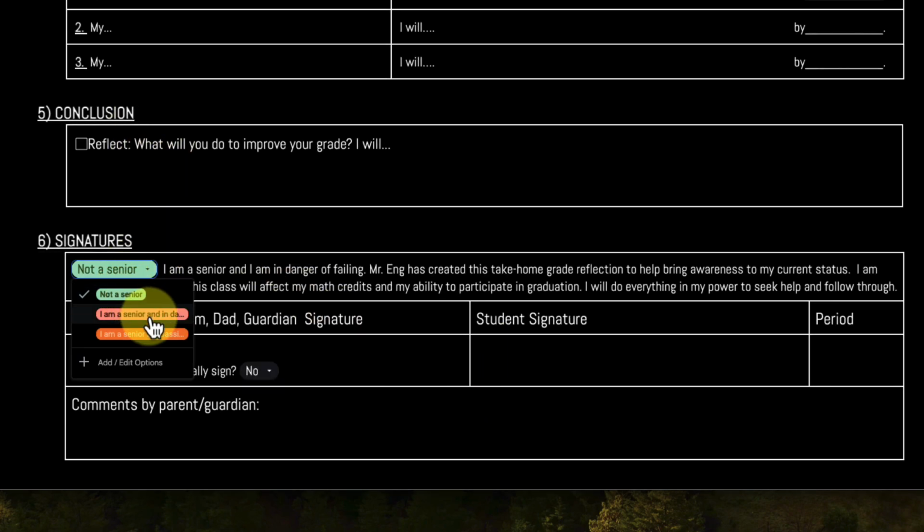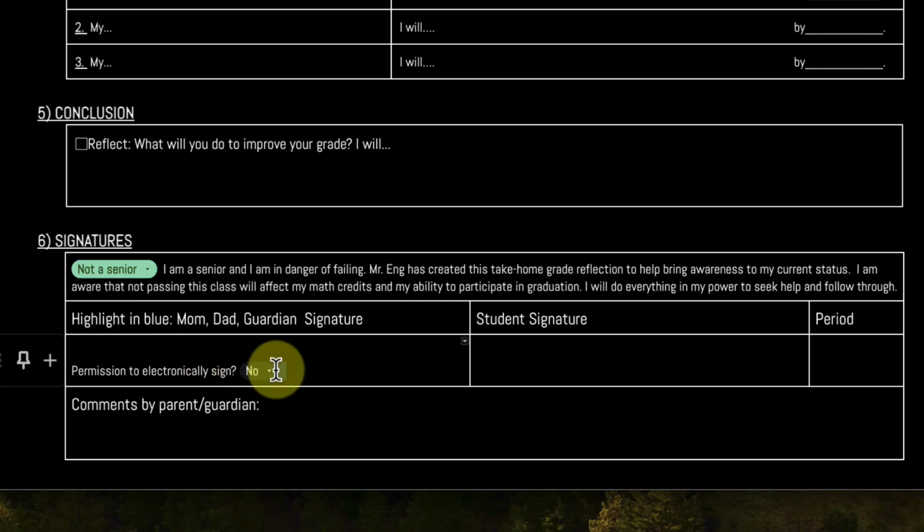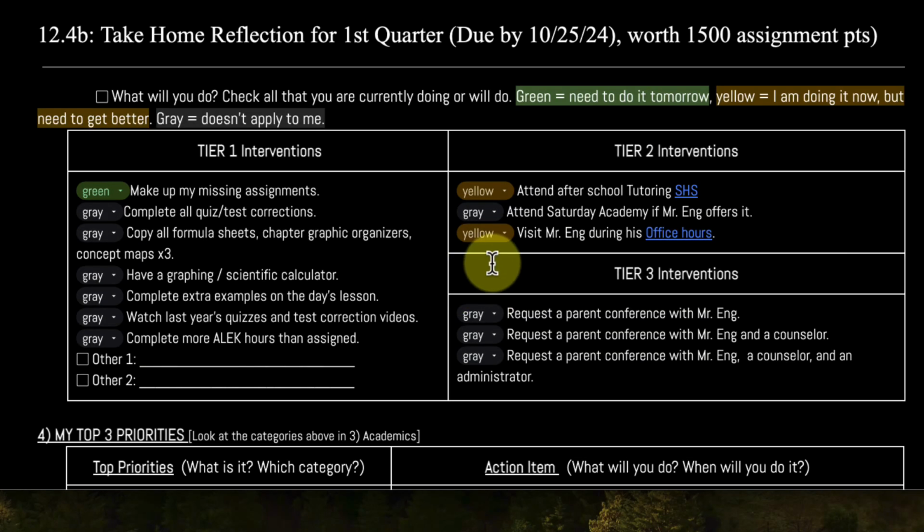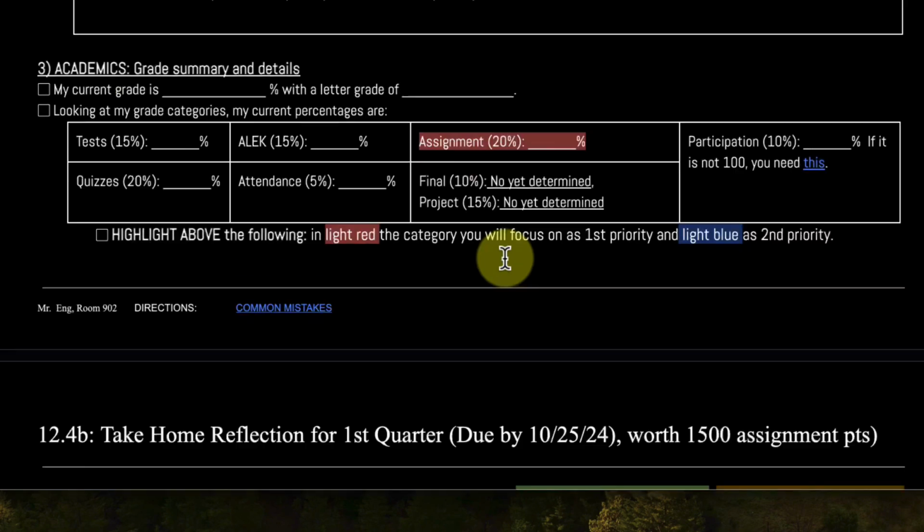Not a senior. I am a senior in danger of failing, and you have like a C- or lower. And this one says I'm a senior but passing. That's C- or higher. And then ask your parents, hey, can I sign this electronically? And then you write yes, and then you can just type their name out. You can insert a picture of yours, and then any comments your parents might have. And then you'll submit that. And I think that's it.